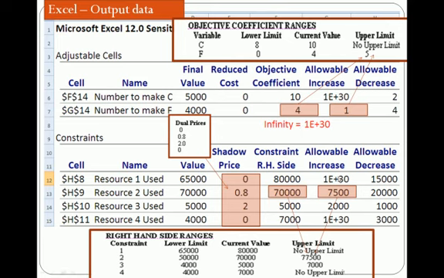And the right-hand side values, we can see that the current value is 70,000 for constraint 2. We're allowed to go up to 70,000 plus 7,500, giving us 77,500 as the upper limit for constraint 2, and 70,000 minus 20,000 gives us 50,000 as the lower limit for constraint 2.